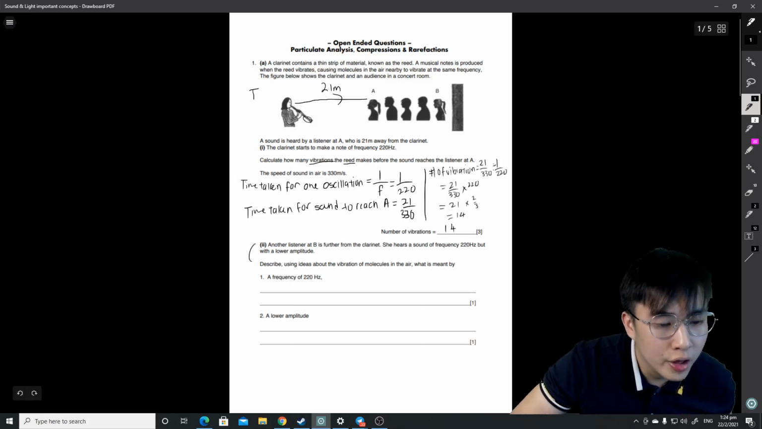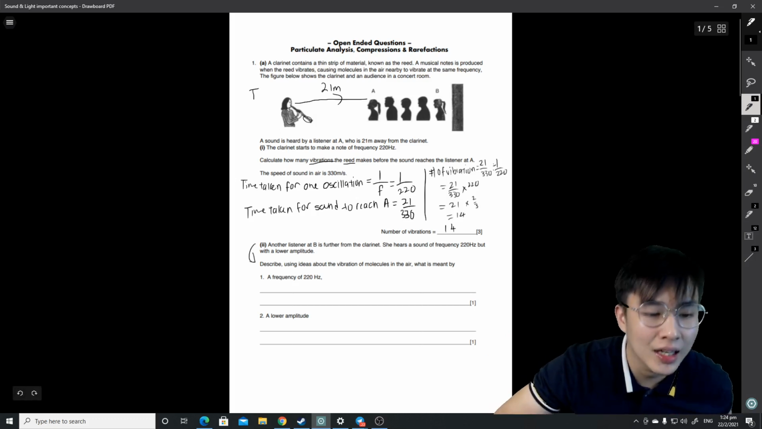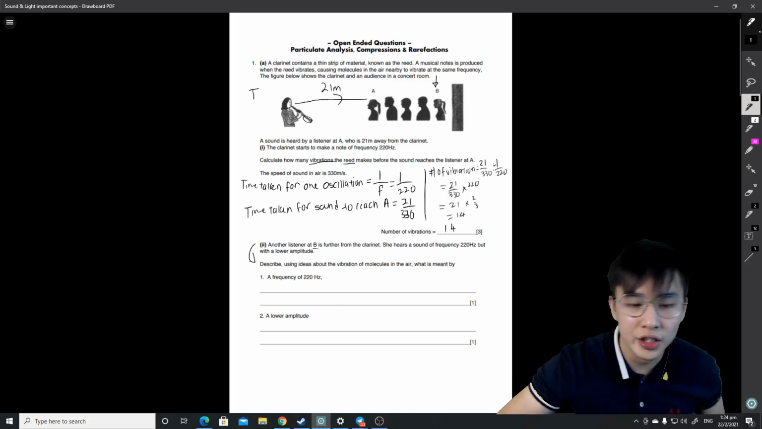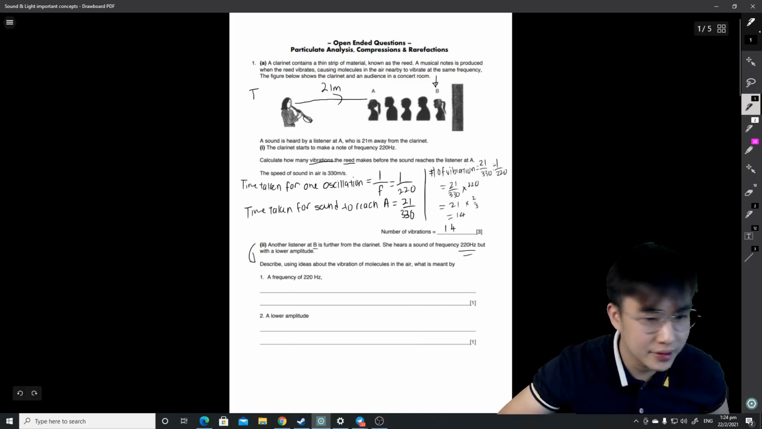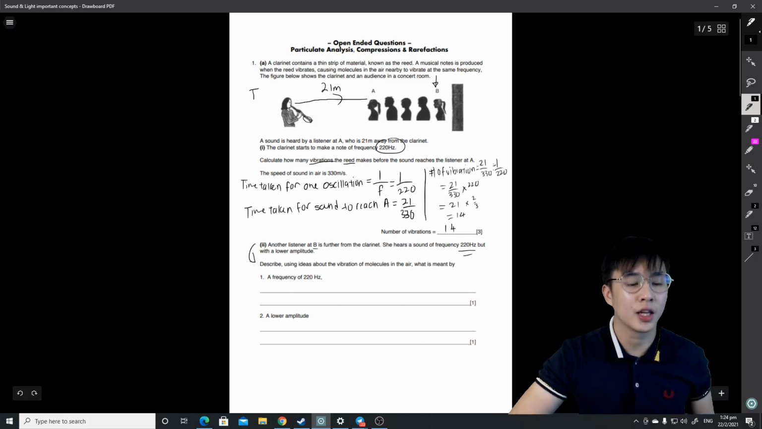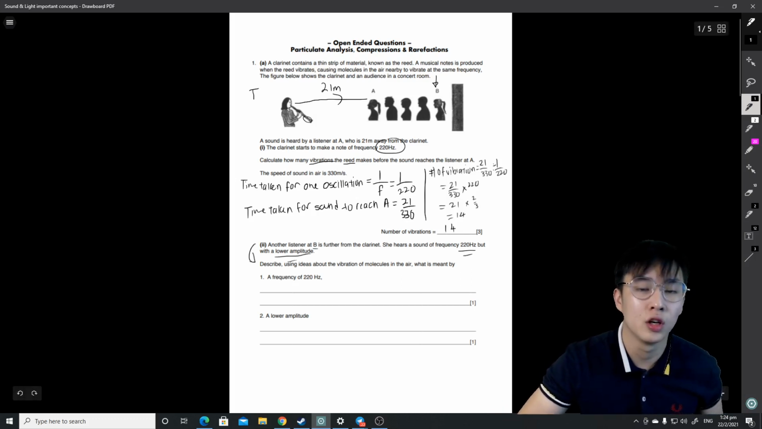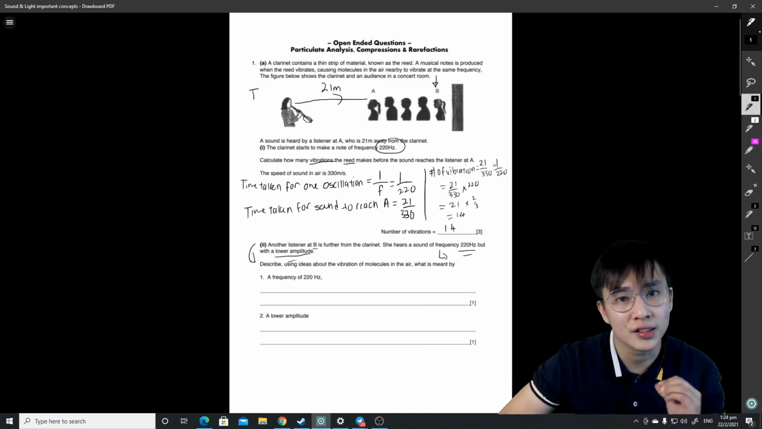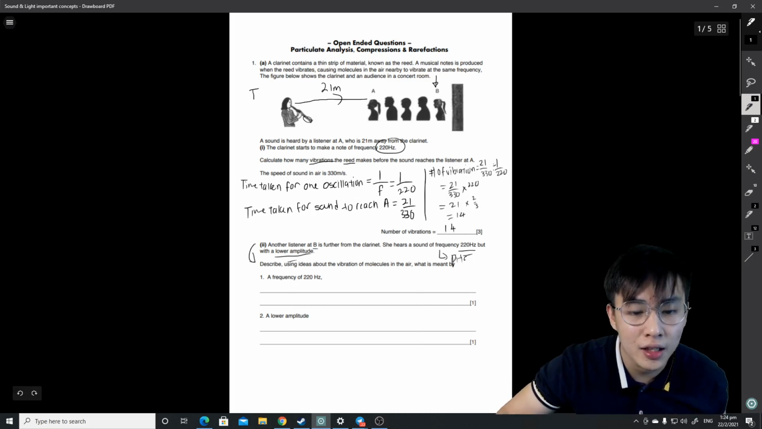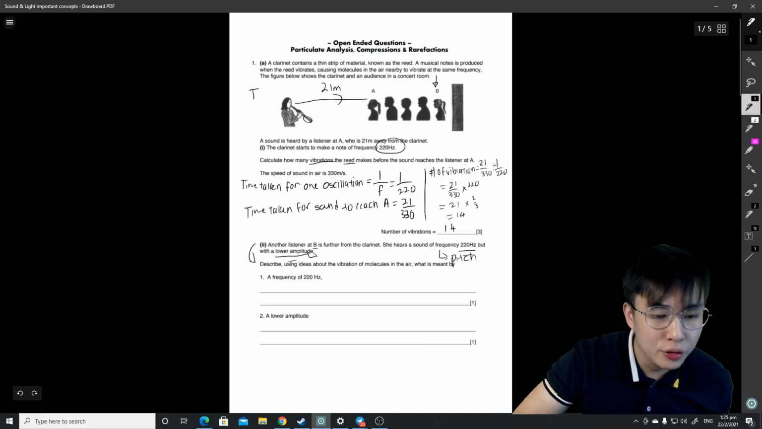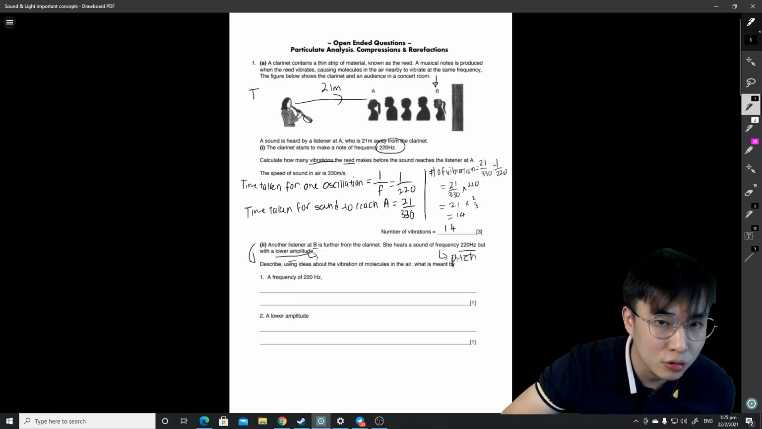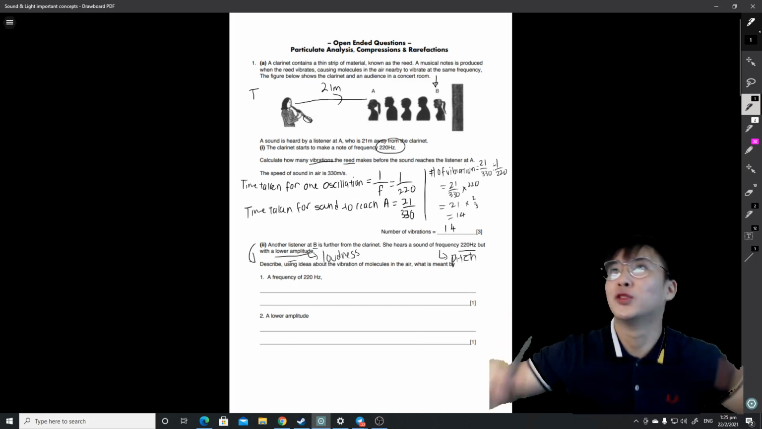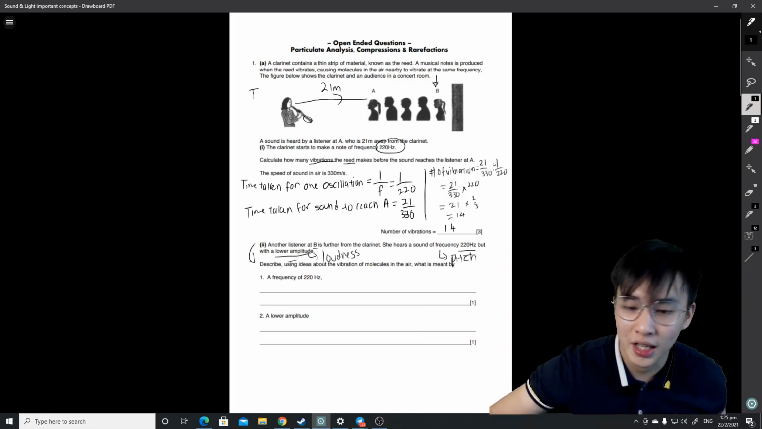Now, if you look at part 2, they say another listener at B, which is right here, is also further from the clarinet, and she hears a sound of the same frequency, 220 Hertz, but with a lower amplitude. So think: if you have the same frequency, what is frequency related to for sound waves? It is related to none other than the pitch. And what is amplitude related to? Amplitude is related to the loudness. This is something you have to know. It's very easy. Just memorize this portion and it should be quite simple.